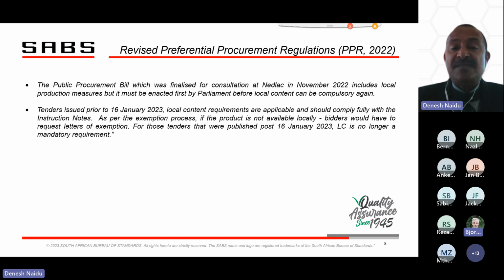As per the exemption process, if the product is not available locally, bidders would have to request letters of exemption. So that process still stands, and that will apply to any tender that was awarded prior to the 16th of Jan. So where does it leave local content and localization?